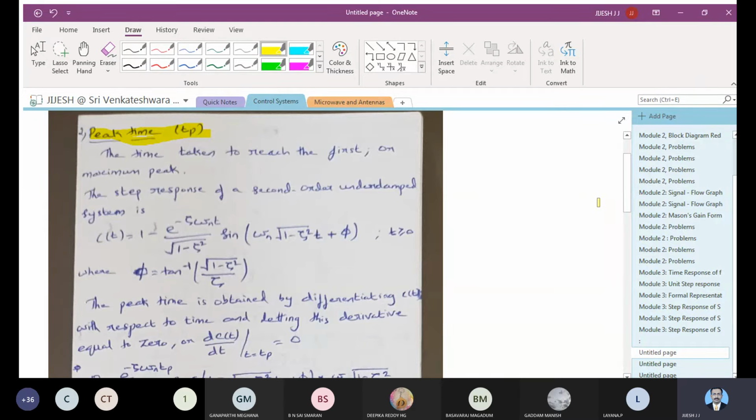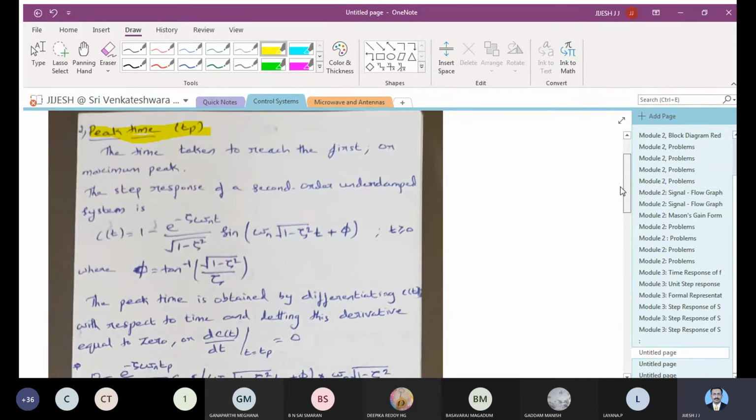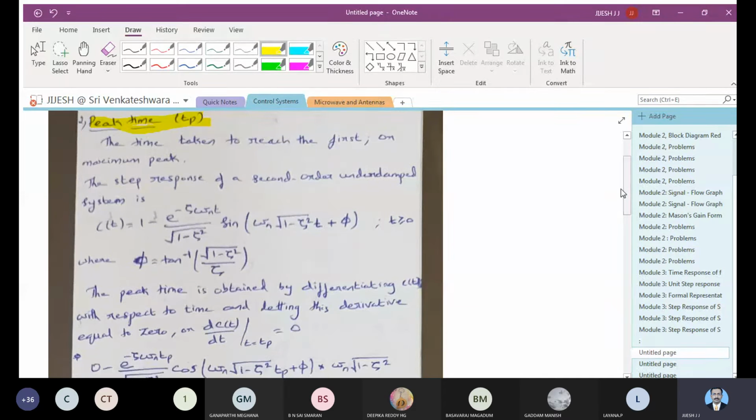So here, peak time is represented as Tp, and it is the time taken to reach the first maximum overshoot or maximum peak of the step response of a second order system. We'll see the same equation. You can see here I have used the same equation which I derived in the previous derivation.